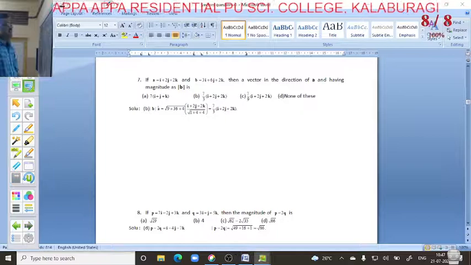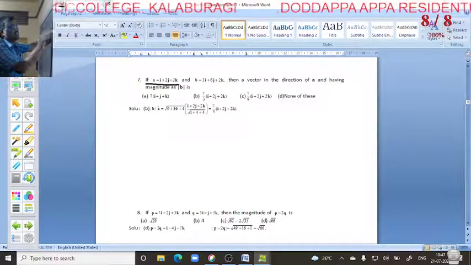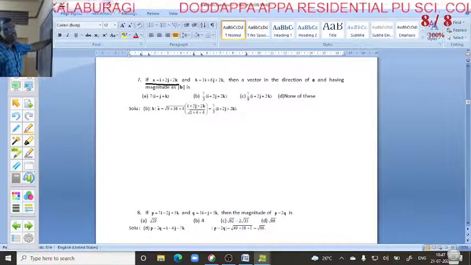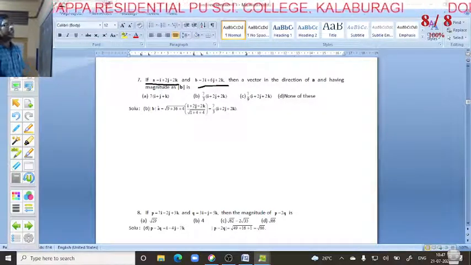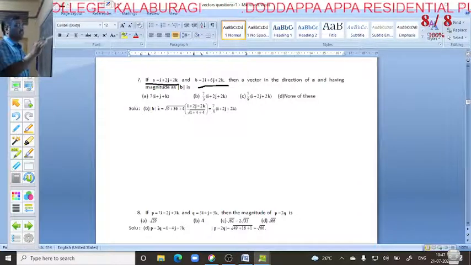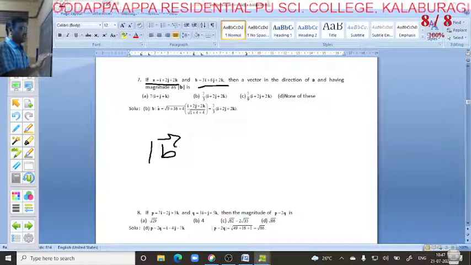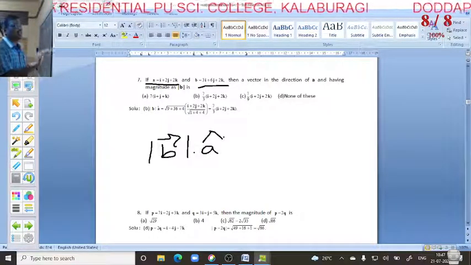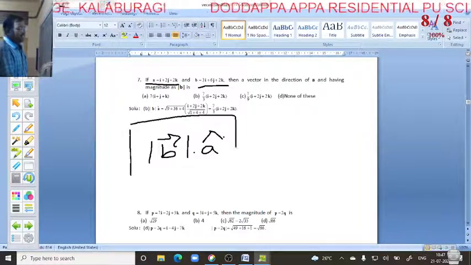Next, seventh one. If vector A equal to i plus 2j plus 2k and vector B equal to 3i plus 6j plus 2k, then vector in the direction of A and having magnitude as vector B is, right, magnitude of vector B into A cap. They are asking you to find out this value.